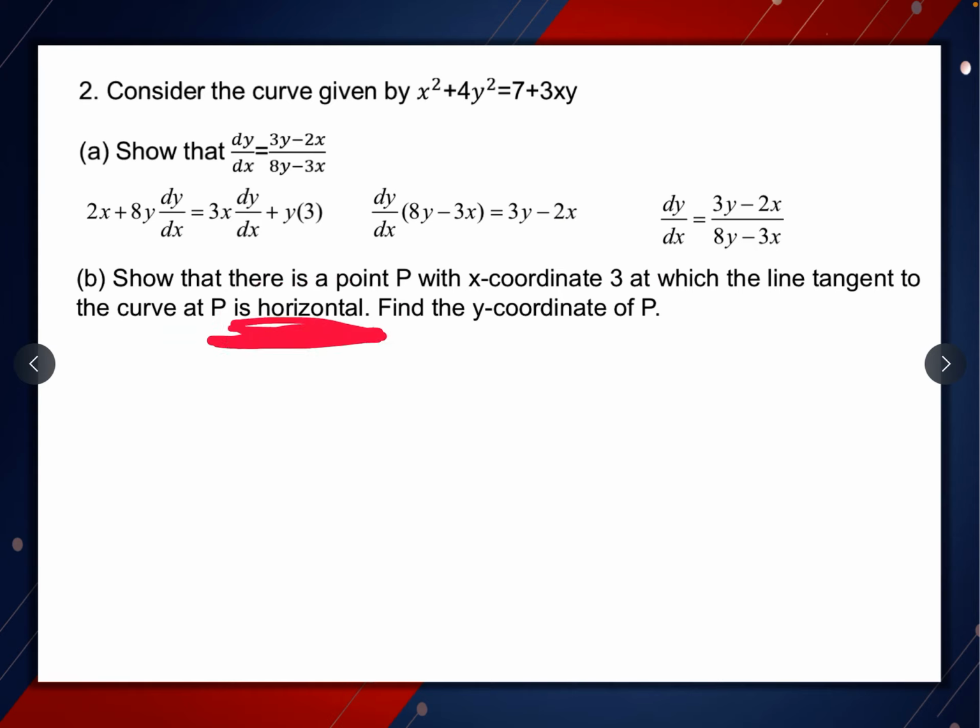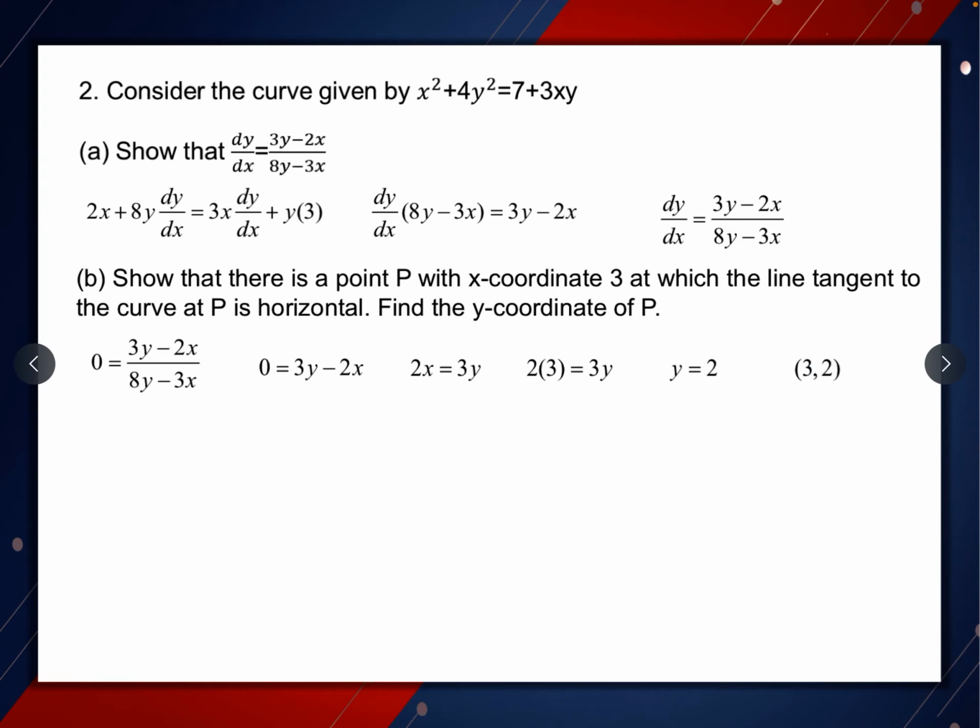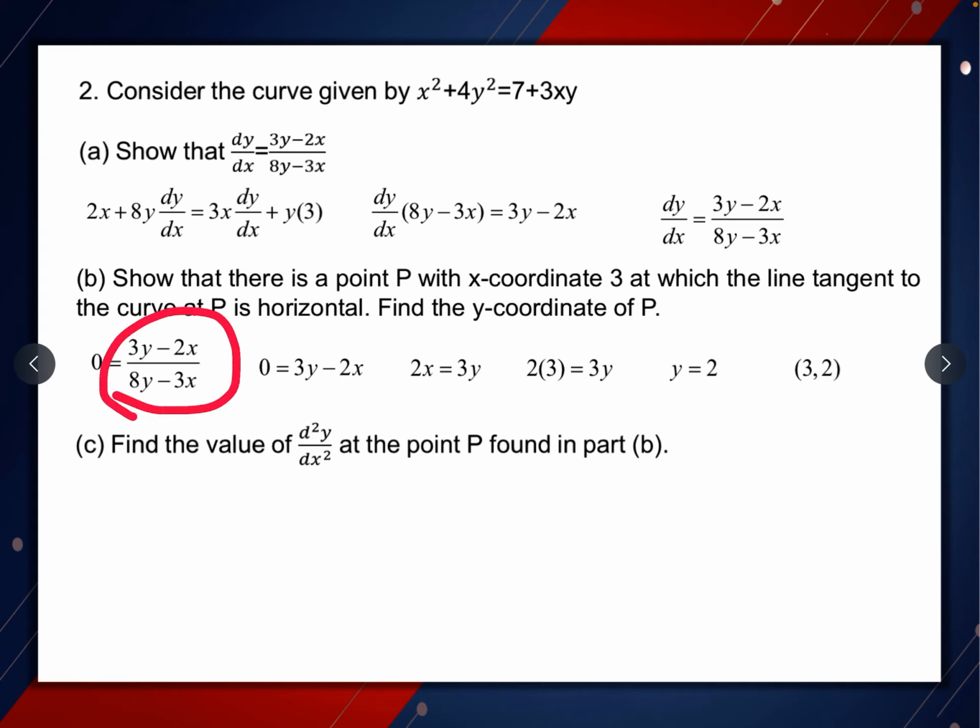B. It gives us that the x coordinate is 3, and the line tangent to the curve at P is horizontal. Yeah, it happens the second time. So the slope is 0. 0 equals 3y minus 2x over 8y minus 3x. Simplify it, we can get 2x equal to 3y. And we know the value of x, so we can get y equals 2. So the coordinates are (3, 2).